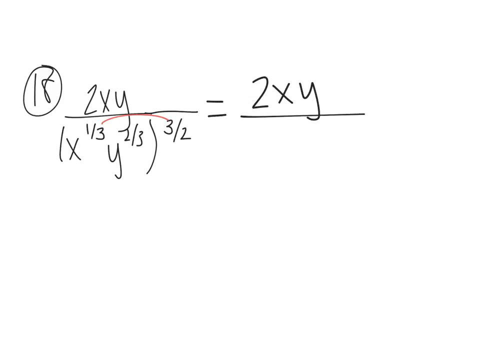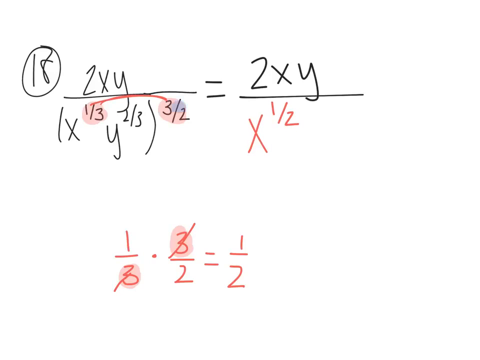So what is 3/2 times 1/3? Should be 1/2. If you multiply 1/3 times 3/2, you should get 1/2. And then you do 3/2 times 2/3. The 2's cancel, the 3's cancel, you're just left with 1. So just y.